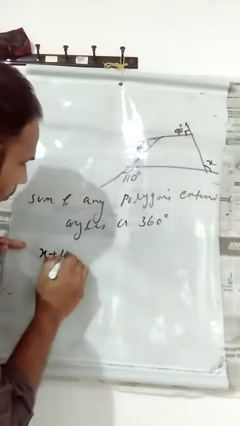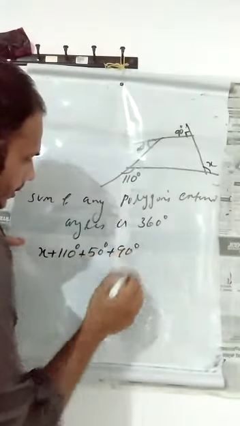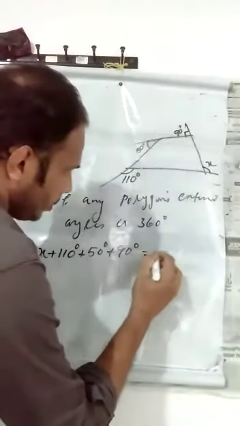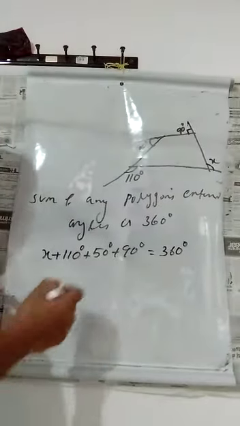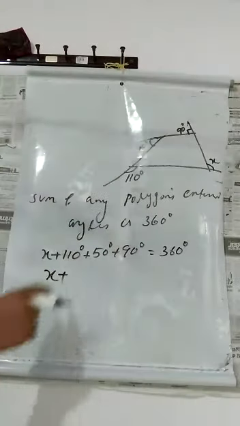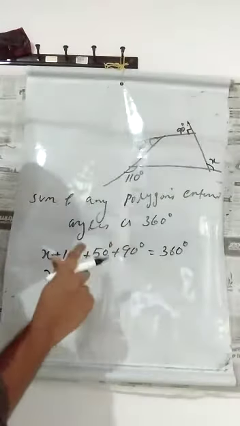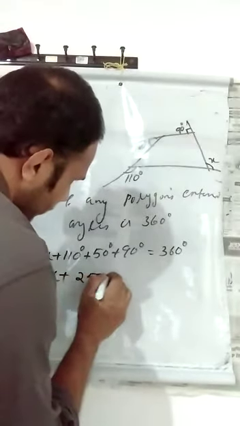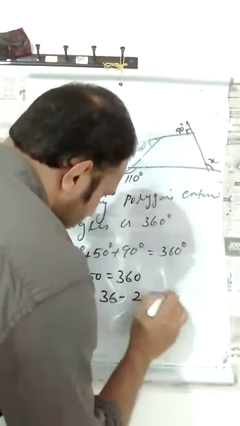So what you can write: x plus 110 degrees plus 50 degrees plus 90 degrees equals 360 degrees. So x plus 110 plus 90, how much will you get? 110 plus 90 is 200. Then 200 plus 50, how much? 250 equals 360. So x equals 360 minus 250.